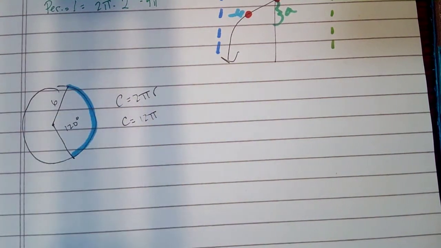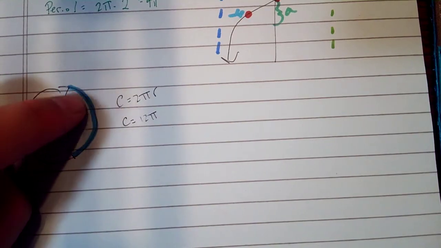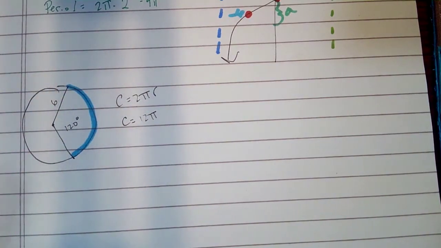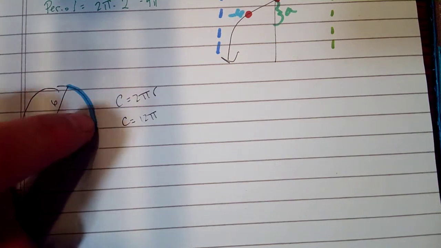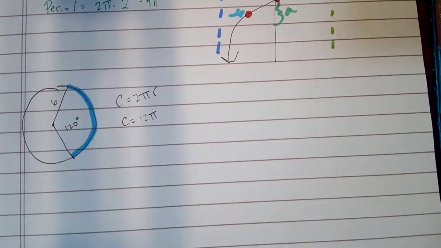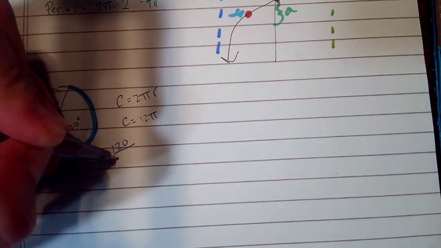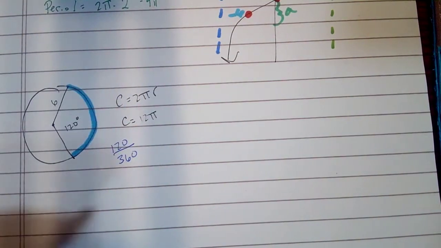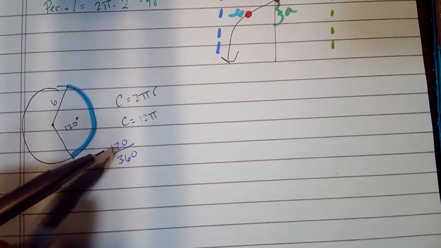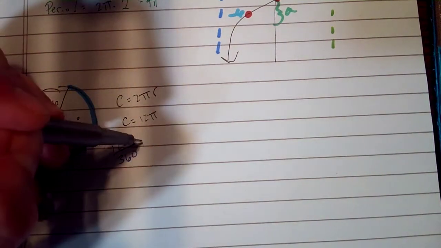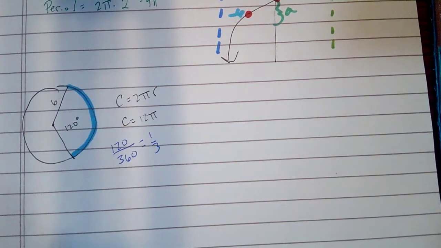All right, so the other piece, that's one. We have the distance around the whole thing. The other piece is how much of the circle is this? Well, this is 120 degrees. There's 360 in the whole circle. So I just make a fraction. I'm going to say, what is 120 divided by 360, right? How much of my circle am I using? Reduce that fraction and I get 1/3.